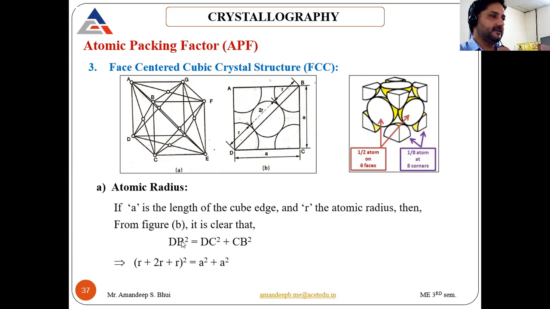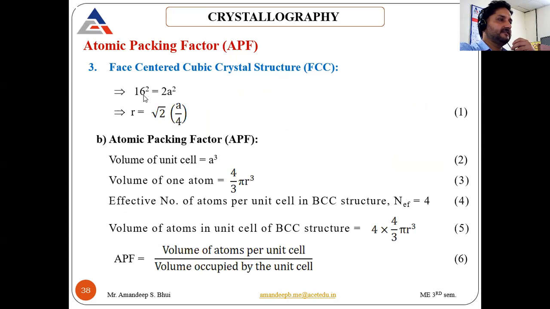Now here DB is equal to R plus 2R plus R. So it will be (R plus 2R plus R) whole square, plus the side DC, which is A square, and BC again is A square. So it will be A square plus A square. Now if we solve this, we will have 16 R square equals 2A square, or R equals under the root of 2A by 4. So this is the required correlation between the radius of the atom and the side of the unit cell, R and A.